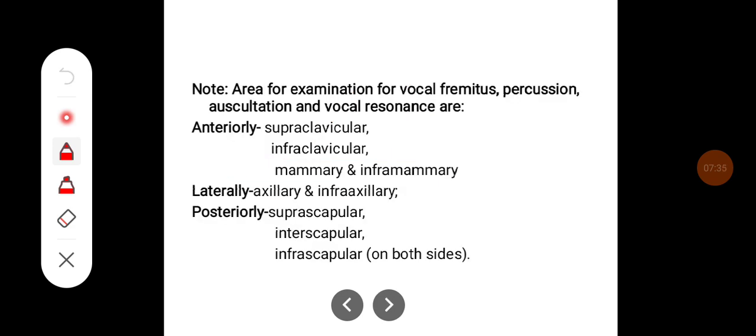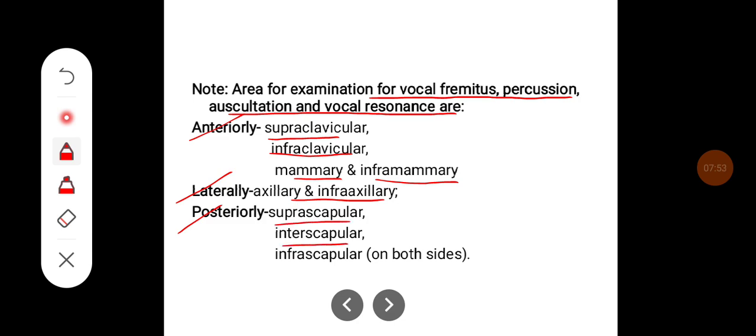Note that the areas of examination for vocal fremitus, percussion, auscultation, and vocal resonance are, anteriorly, supraclavicular, infraclavicular, mammary, and inframammary. Laterally, they are axillary and infraaxillary. Posteriorly, they are suprascapular, interscapular, and infrascapular on both sides.